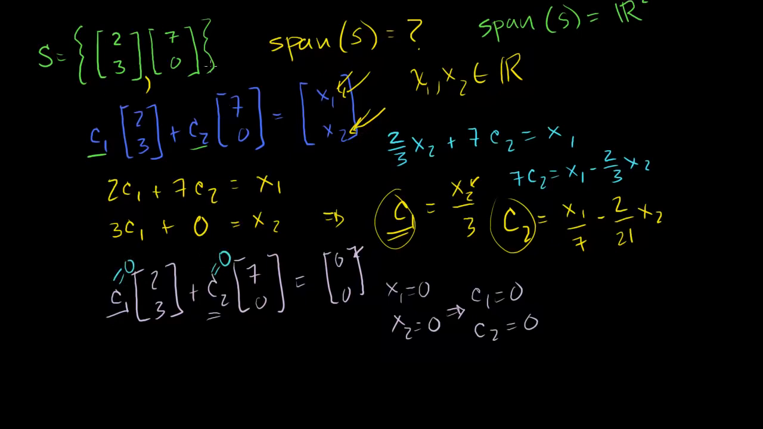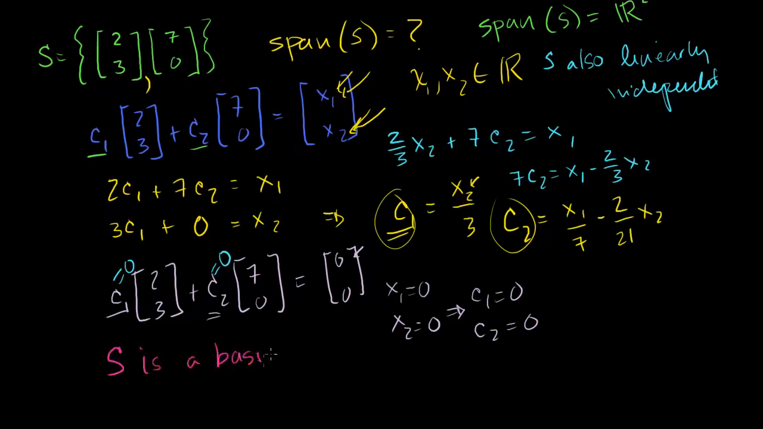So these two vectors, so S is also a linearly independent set. So it spans R2. It's linearly independent. So we can say definitively that the set of vectors S is a basis for R2. Now, is this the only basis for R2?